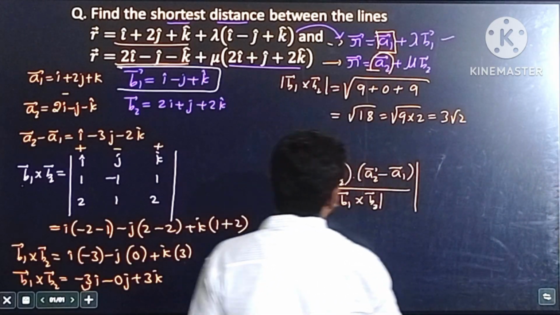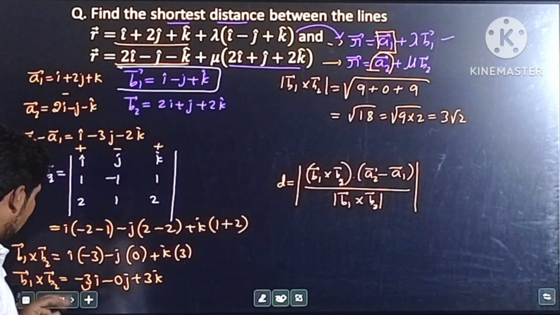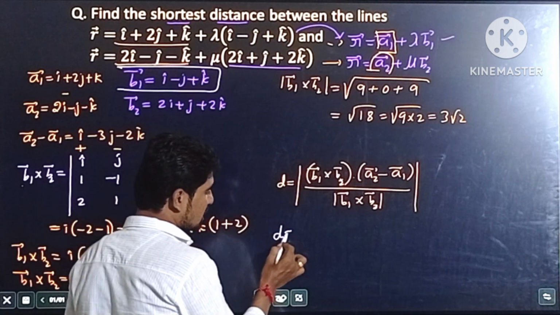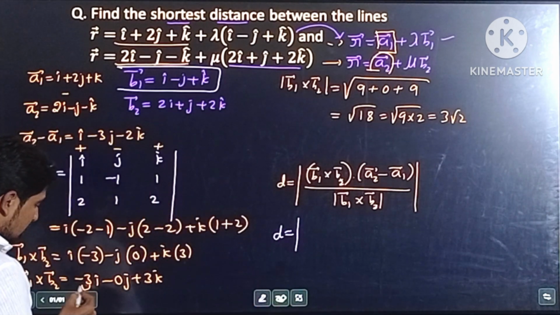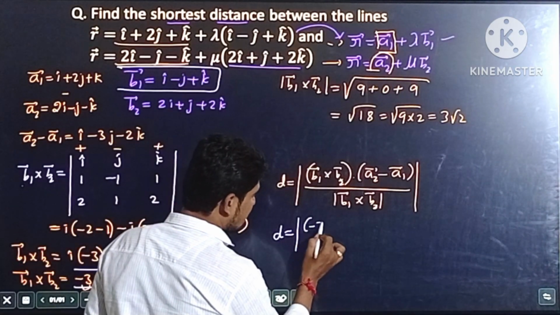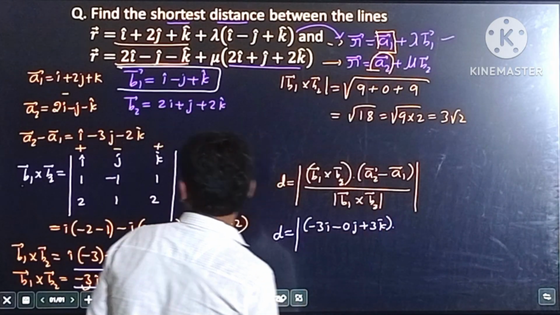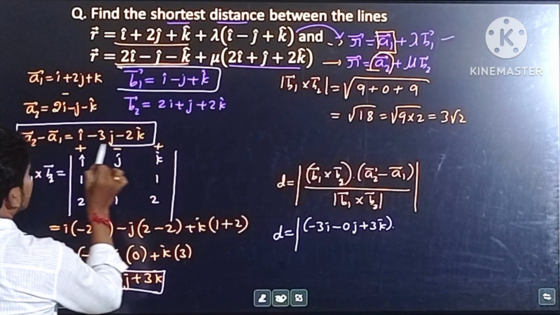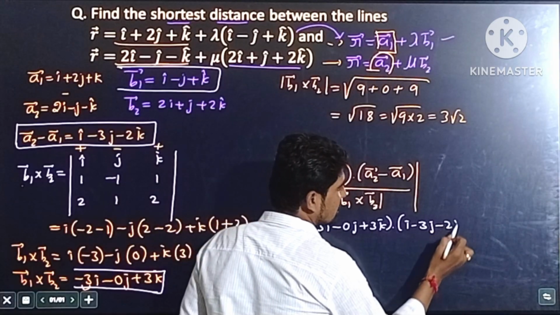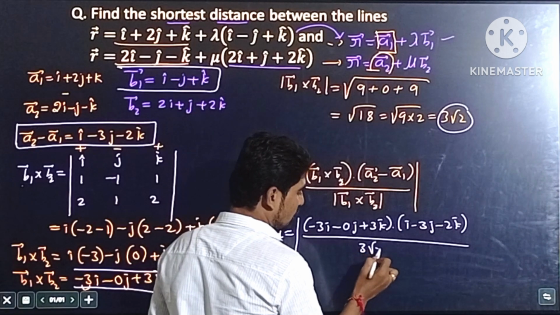Therefore, the magnitude of b1 vector plus b2 vector is 3 root 2. Now substitute the obtained values of a2 vector minus a1 vector, b1 vector plus b2 vector, and its magnitude in the distance formula. So distance is equal to (b1 vector plus b2 vector) which is minus 3i minus 0j plus 3k, dot (a2 vector minus a1 vector) which is i minus 3j minus 2k, divided by the magnitude of b1 vector plus b2 vector, which is 3 root 2.